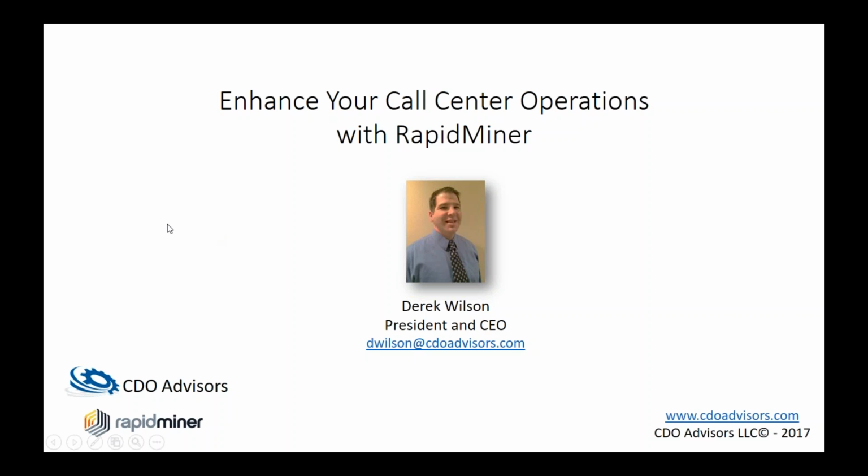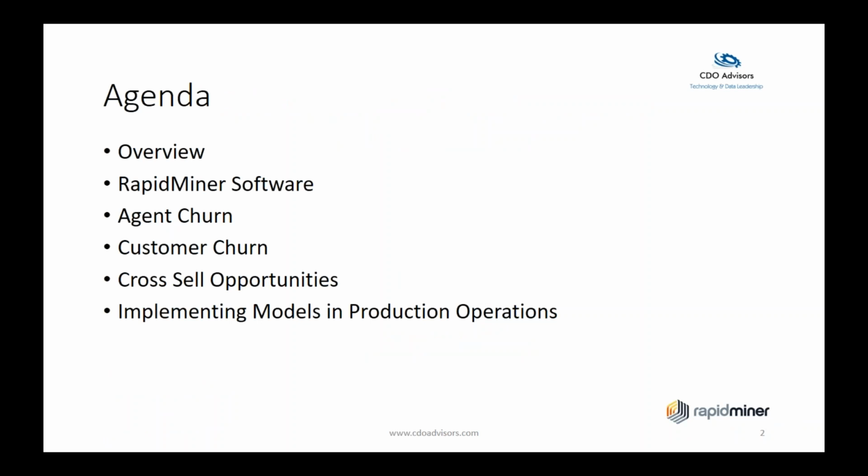So on our agenda, we're going to do a quick overview of the RapidMiner platform, get into the different RapidMiner software that's out there, and then look at 3 different use cases. One is agent churn, which is call center agents, your staff at your call centers. How can you predict which agents would churn? Also look at customer churn. So from a call center perspective, what can you do to look at when customers that you have potentially are leaving, and what can you do about that?